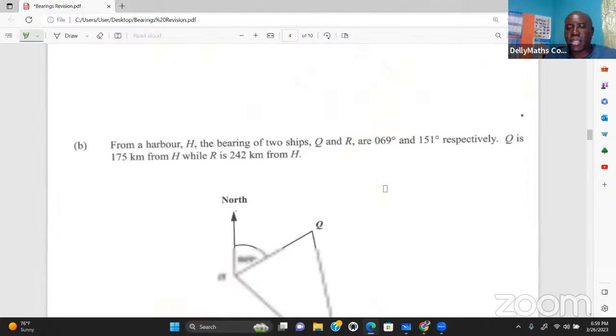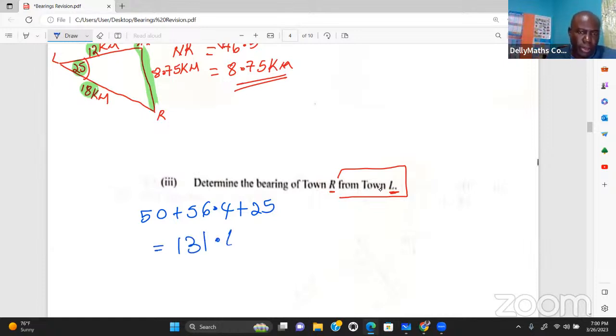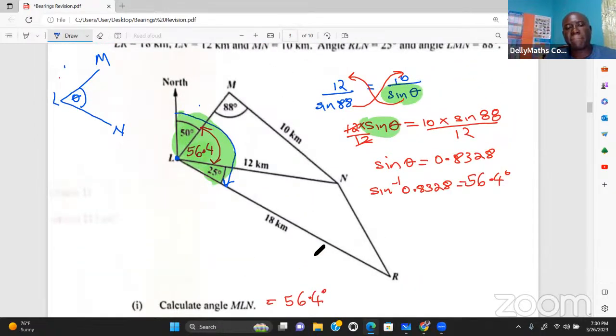So sometimes it's a very easy process. So it's going to be 50 plus 56.4 plus 25, right? And we would have gotten 131.4 degrees. And that's the bearing of R from L. Adding up all of those going around.